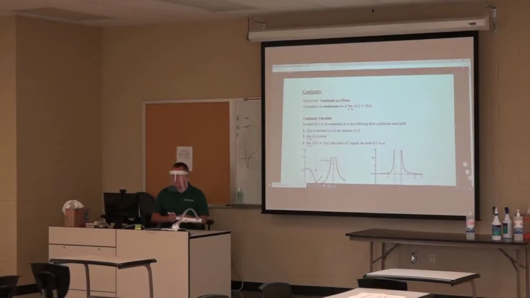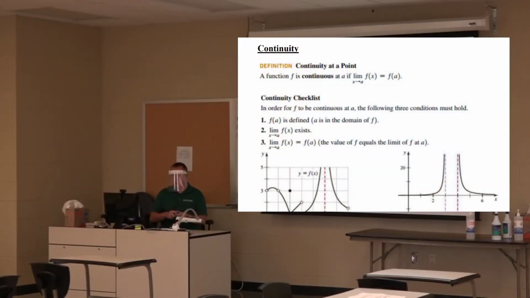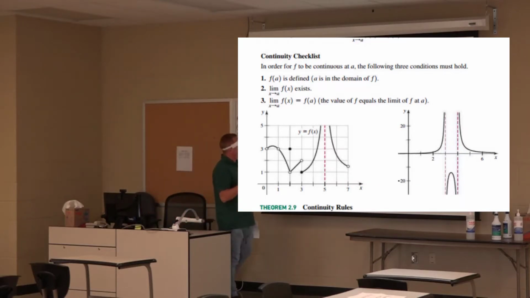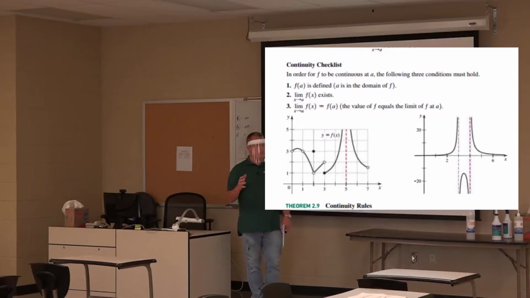All right, so some definitions here. Continuity at a point. A function f is continuous at a if the limit as x approaches a of f of x is equal to f at a. Okay? So that means you don't have a hole in the graph at a. You don't have an asymptote.